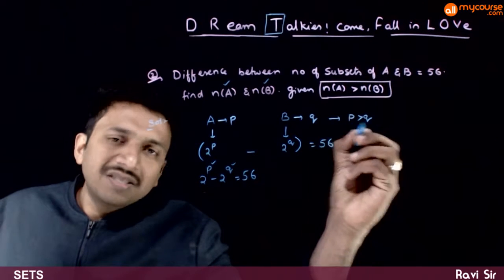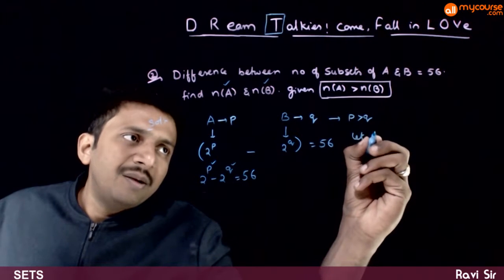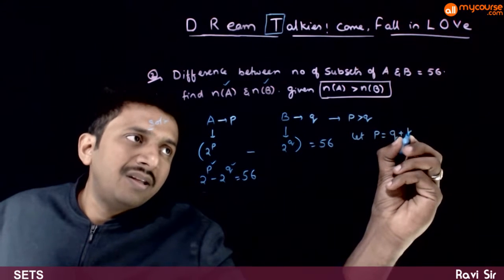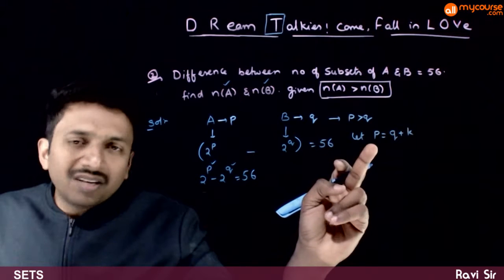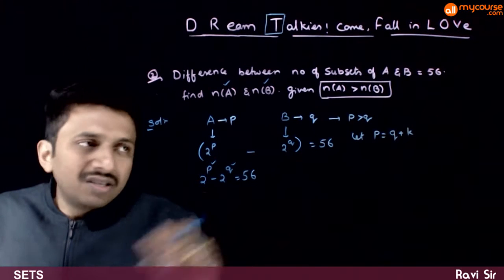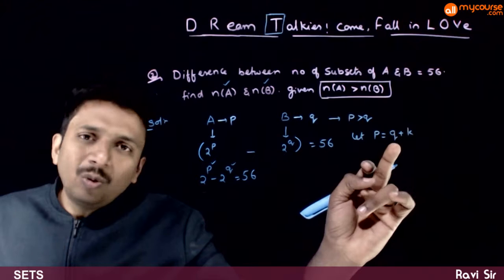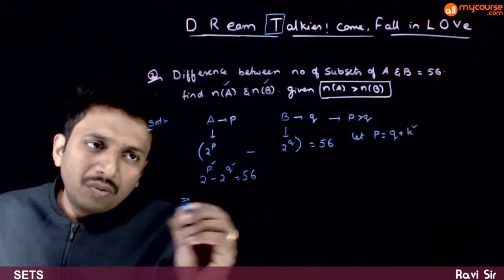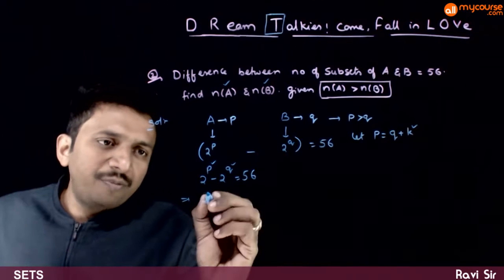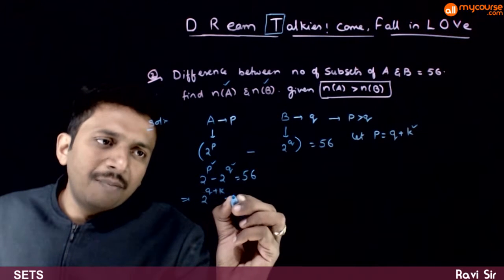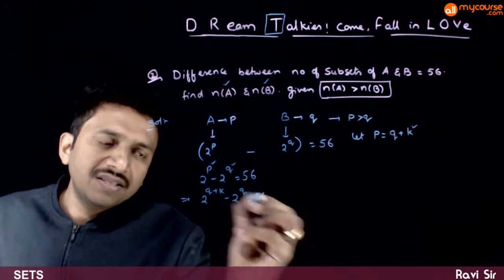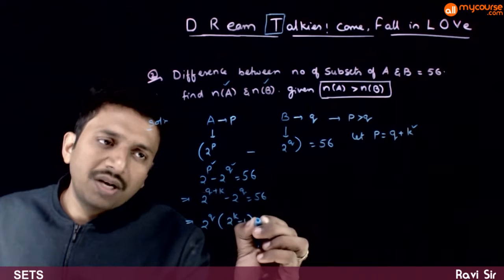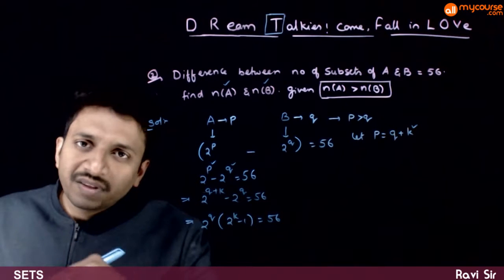So now P is greater than Q. Since both are integers, I can write P is equal to Q plus some natural number K. So I'll put 2 power Q plus K in the place of 2 power P. Let us write 2 power Q plus K minus 2 power Q is equal to 56. This implies 2 power Q times (2 power K minus 1) is equal to 56.